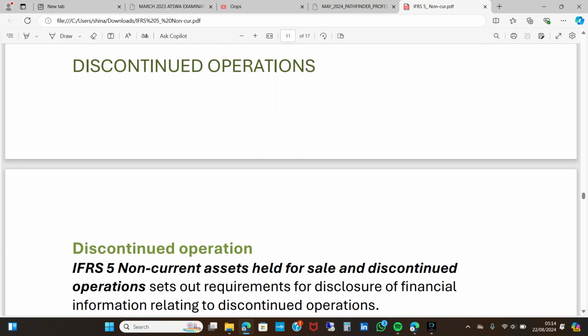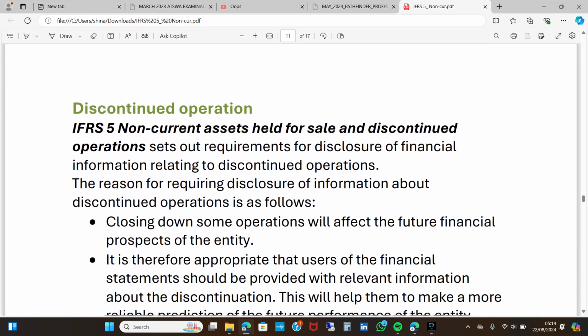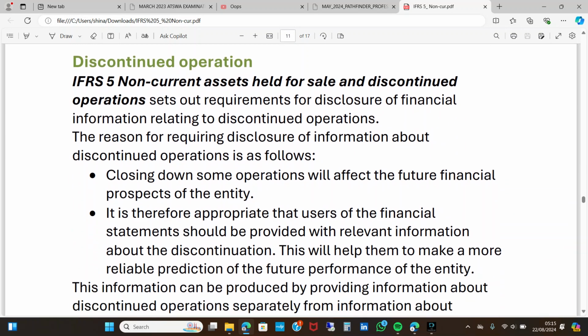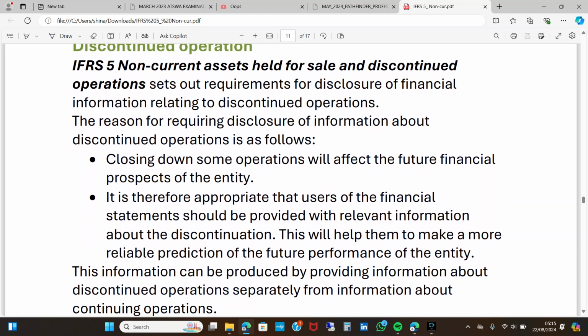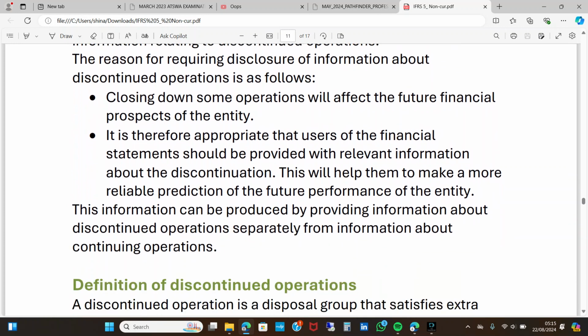Now let's look at the third part, a discontinued operation. IFRS 5 Non-current Assets Held for Sale and Discontinued Operations sets out requirements for disclosure of financial information relating to discontinued operations. The reason for requiring disclosure of information about discontinued operations is as follows. One, closing down some operations will affect the future financial prospects of the entity. It is therefore appropriate that users of financial statements should be provided with relevant information about the discontinuation. Please write this down. That's come out once, at least once or twice in the exam.